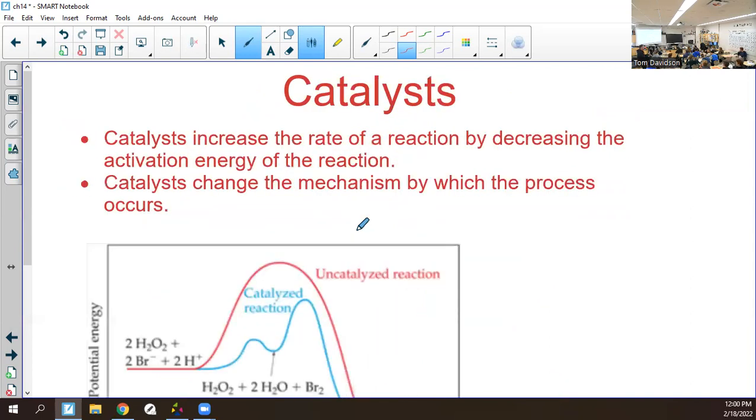Okay, here's more information on catalysts. You've learned about catalysts in biology before. What did you call them? Enzymes, good job, enzymes. So this is our last new topic, and it's not that new. Catalysts increase the rate of a reaction by decreasing the activation energy of the reaction.